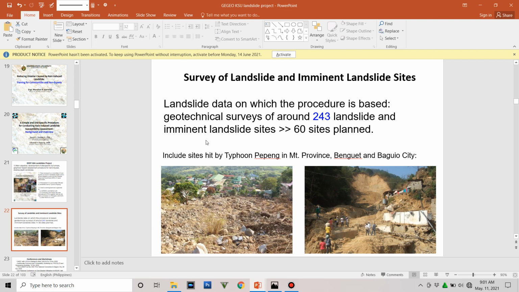So the output of the research actually surveyed around 243 sites of landslides and imminent landslide sites. It was originally planned with 60 sites only, but extended to 243 landslides. So imagine that extension of the sites, because there were lots of landslide occurrences during that time, especially during heavy rain.